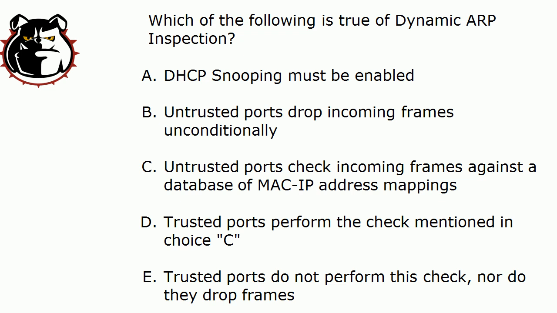So then when we get to D and E, what does a trusted port do? A trusted port doesn't even perform the check. It is totally trusting, and it just says, hey, the frames just go right through. So again, with DAI, DHCP snooping's got to be enabled. The untrusted ports will check the incoming frames against that database created by DHCP snooping, and then the trusted ports do not perform that check, and they're not going to drop any frames.